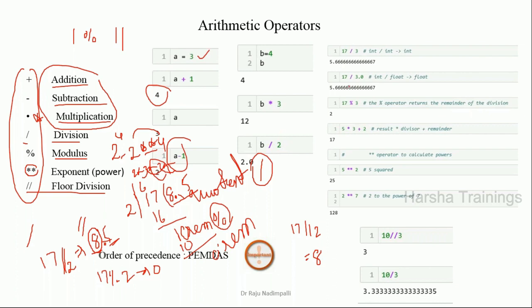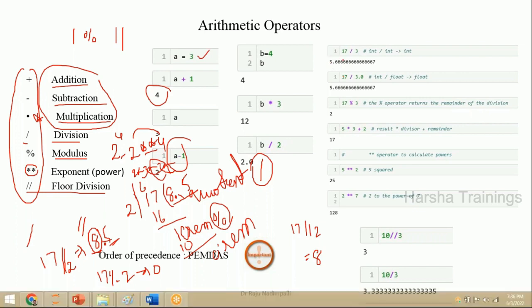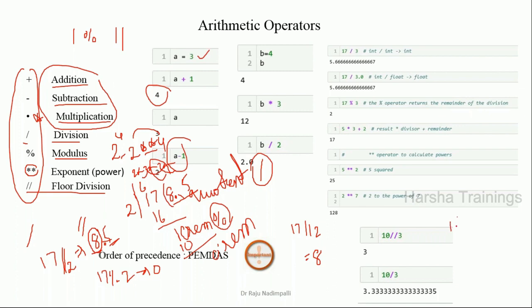If you find any difficulty between slash and double slash, take this example: 10 divided by 3. 3 threes are 9. Here 1 is the remainder and 3 is the quotient. Clear for you?